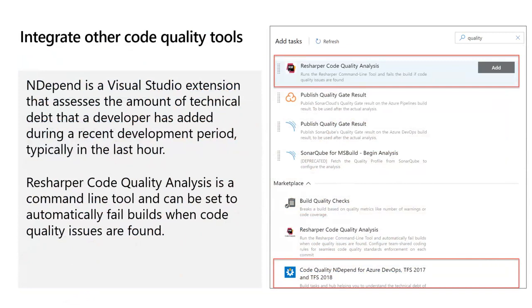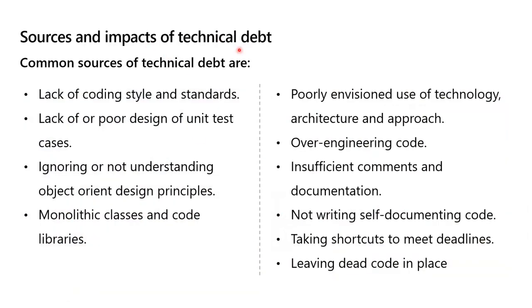Okay, so actually, what are the different sources and impacts of technical debt? Lack of coding style standards, poor design of unit test cases, ignoring or not understanding object-oriented design principles. Or actually, I will say SOLID principles, because in order to apply the SOLID principles, you should understand the object-oriented design principles. Monolithic classes and code libraries, insufficient comments and documentation, not writing self-documenting code, or taking shortcuts to meet deadlines, leaving that code in place.